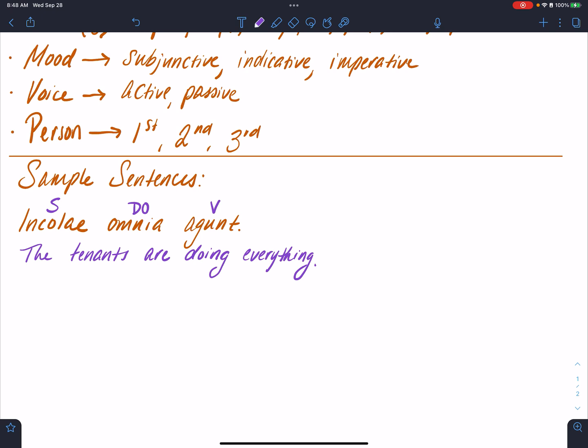Now what we're going to do, let's talk about it. So the tenants are doing the action of the verb. So what voice would this verb be? What voice would this verb be? Active, right? Because they're actively doing something. All right, so what we're going to do is we're going to make the little thing here and label it active. Just like that.